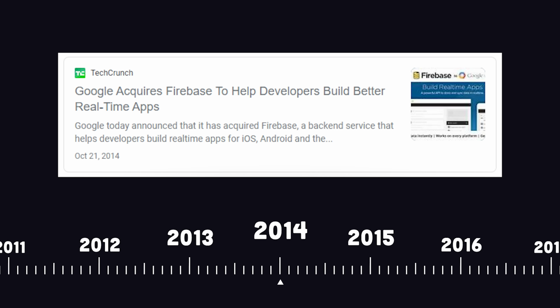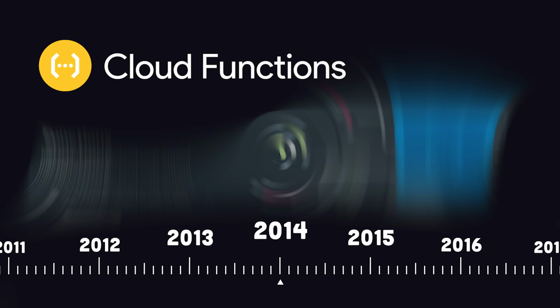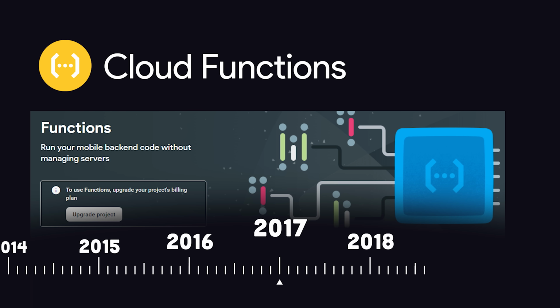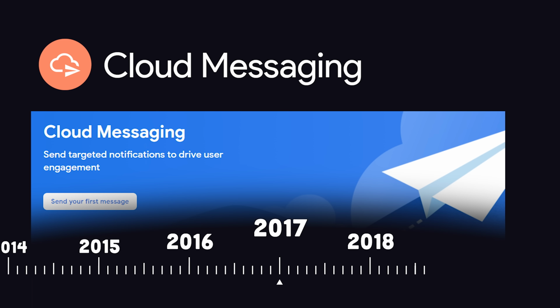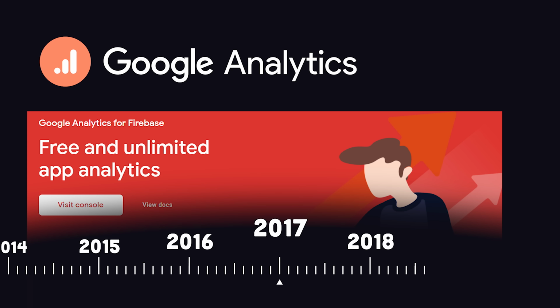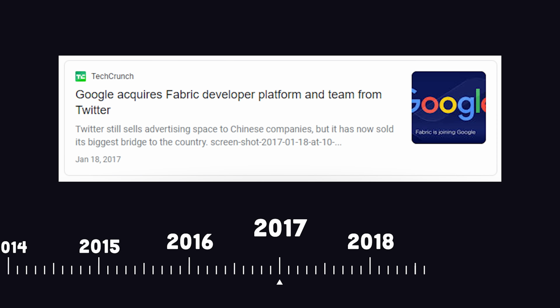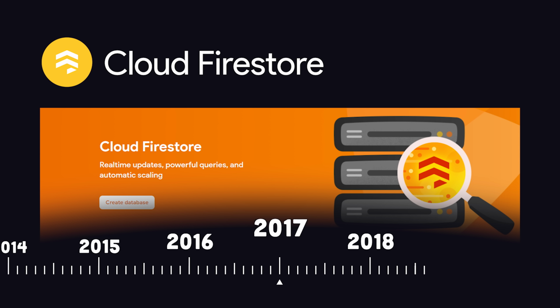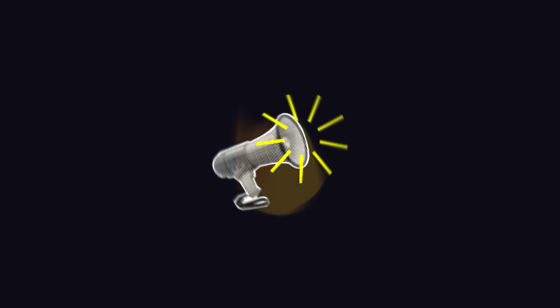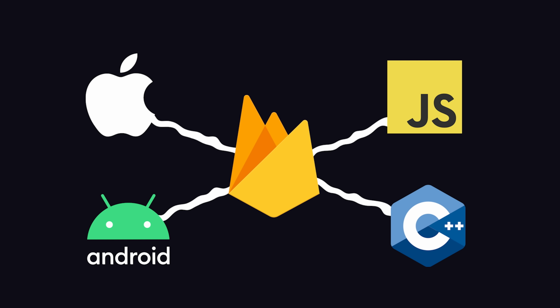In 2014, it was acquired by Google, where it was further expanded with serverless computing via cloud functions, push notifications via cloud messaging, and other Google services like analytics and AdMob. In 2017, Google acquired Fabric from Twitter and also launched a new document database called Firestore to support a wider range of applications. Most importantly though, Firebase provides software development kits for virtually every platform to manage and scale this infrastructure with little to no back-end code.